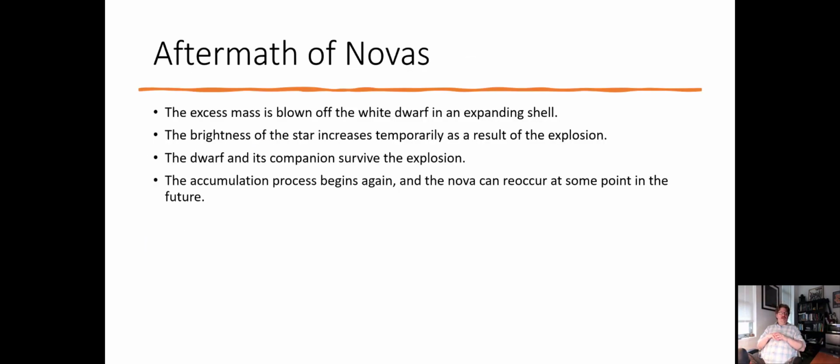So you have the nova. You have this explosion off the white dwarf, which is why the star gets significantly brighter. This mass, which is being dumped onto the white dwarf, gets blown out into an expanding shell, and the brightness, like I said, increases. And then, in certain cases, in this case, the dwarf and the companion survive the explosion.